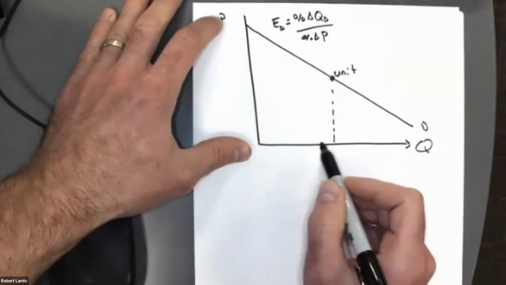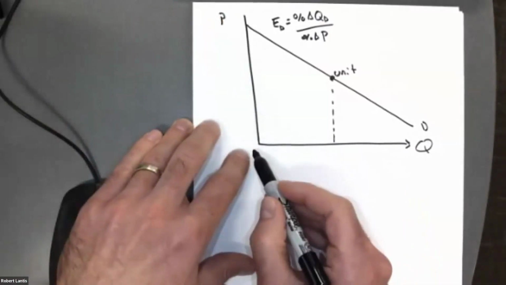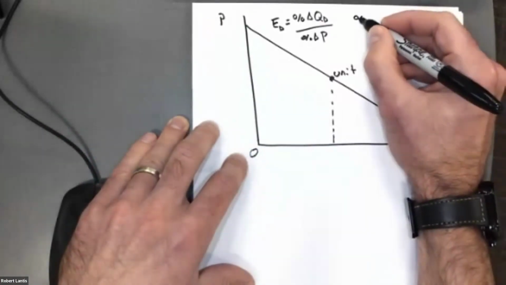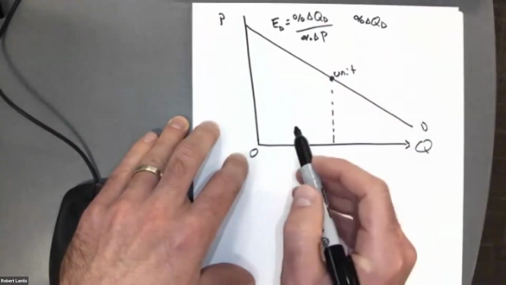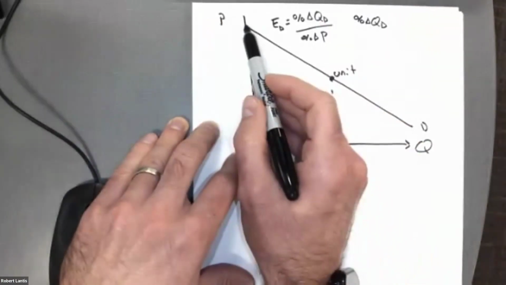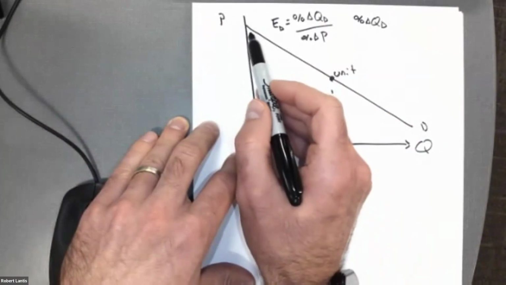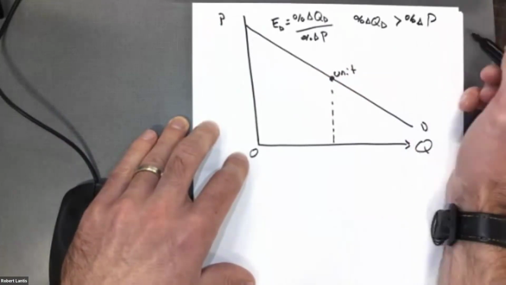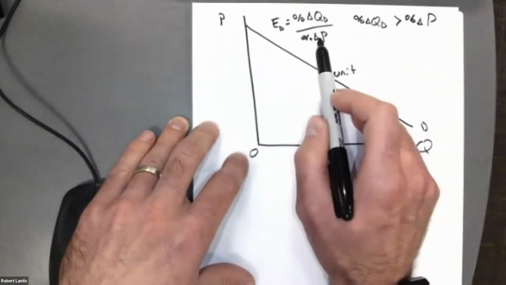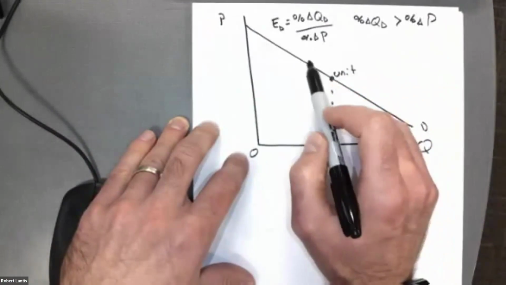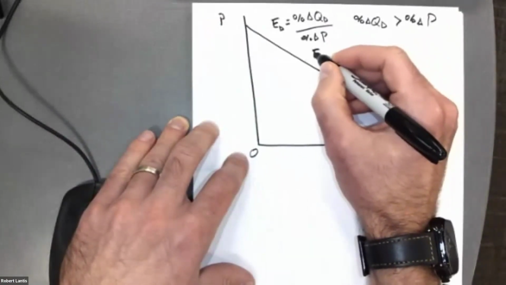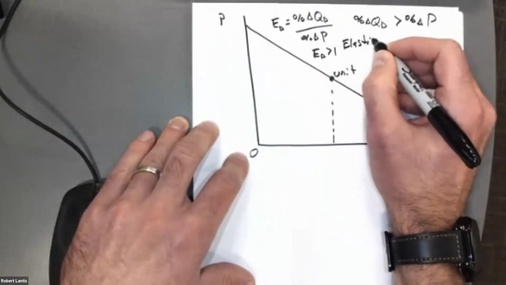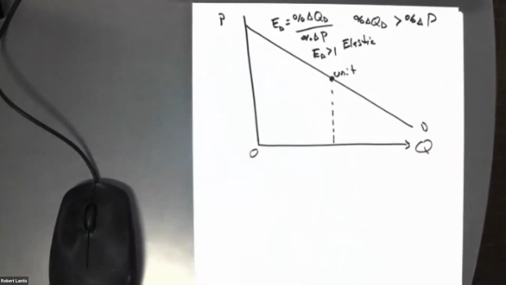So at these quantities here, what's going to be true? Well, if I'm going from like 0 to anything, what's going to be true about the percentage change in quantity demanded? It's going to be relatively large, right? And if I start out here, well, if price is high, changes in price are going to be relatively small percentage changes. So if my numerator is greater than my denominator, my elasticity in this range is going to be greater than 1, or I'm on the elastic portion of my demand curve.